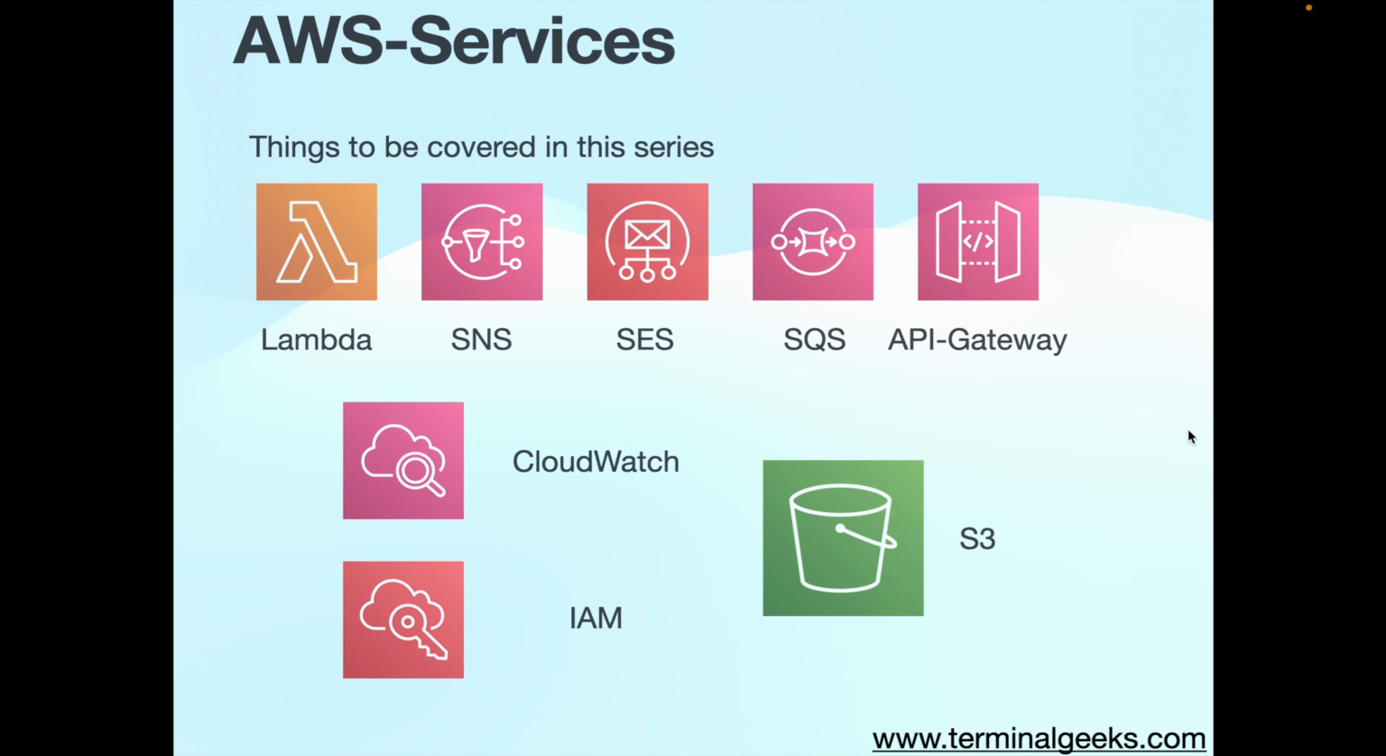So let me show you the AWS services we are going to cover in this series: Lambda, SNS, simple notification service, simple email service, simple queue service, API Gateway, CloudWatch, IAM, and simple storage service. I'm not going to cover the other services like EC2, the security groups, VPC, and the other things because I have some agendas to cover in this series. So based on those agendas, these services are required.